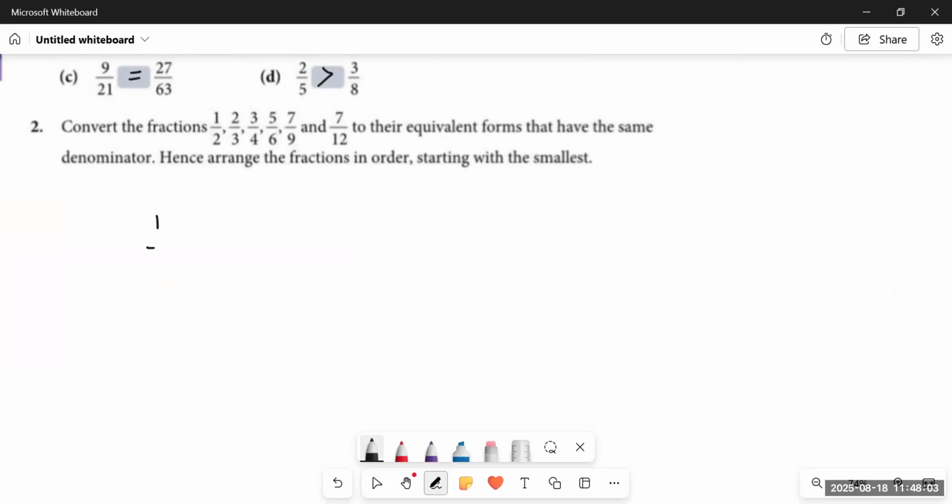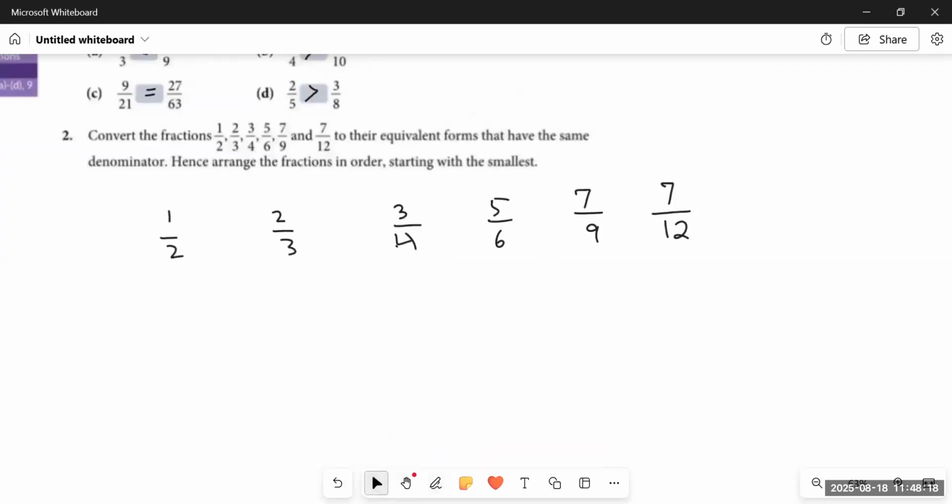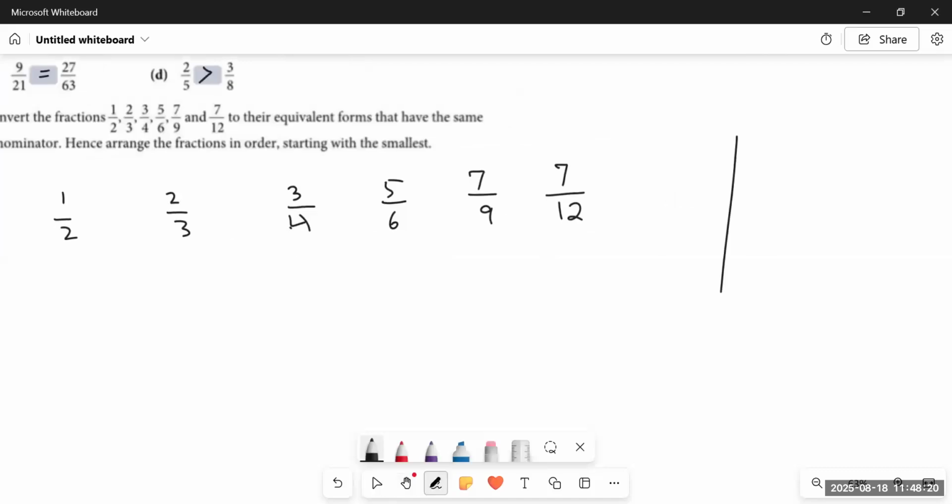So here we have 1 by 2, 2 by 3, 3 by 4, 5 by 6, 7 by 9, and 7 by 12. So if we need to make their denominators the same, since we have more than one fraction, it's the best method to use the LCM method to find out what denominator we can turn all these denominators into to make them similar.